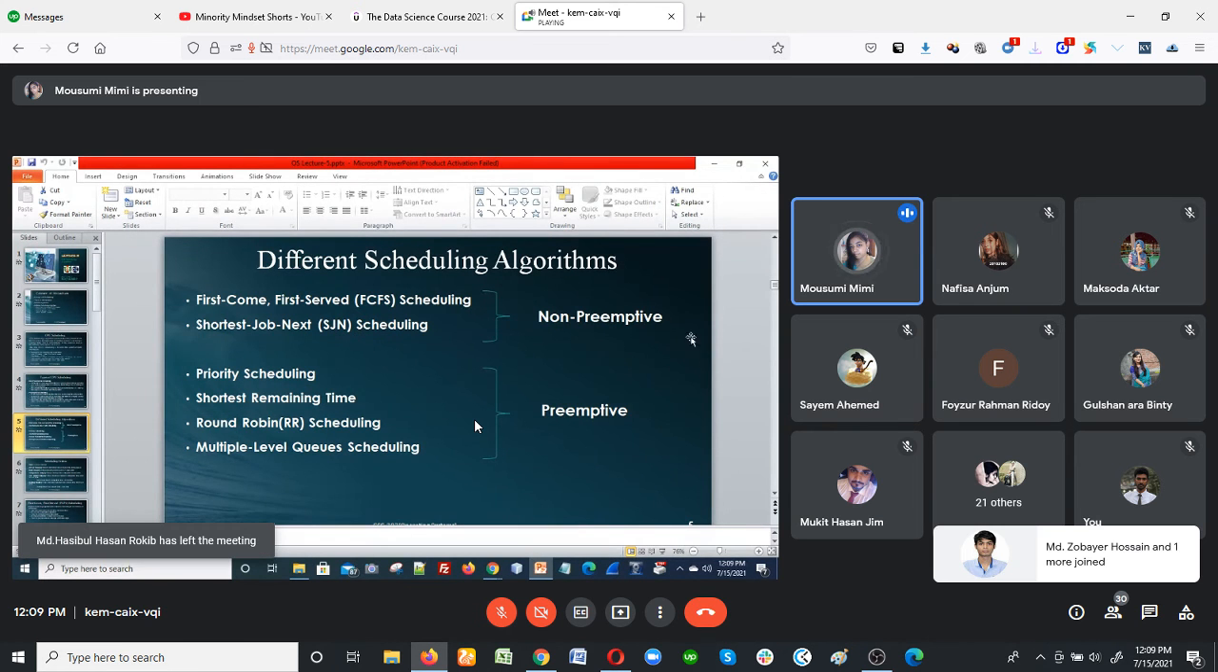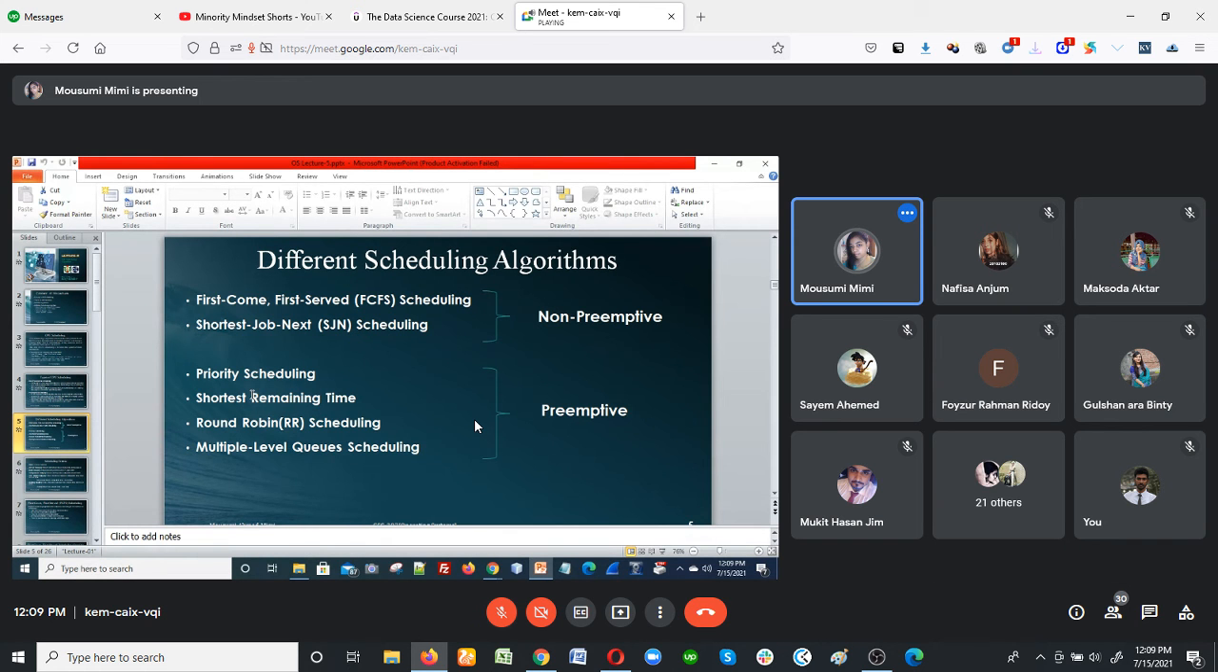These are the types inside non-primitive, and these are the types inside primitive. You have to specifically give the name, whether it is first come first serve, or shortest job next, or priority scheduling, or shortest remaining time, or round robin, or multi-level queue scheduling. You have to write it down in a proper way. If you write it down as primitive or non-primitive, I will give you a big 0. Do you understand, guys, all of you? Yes, ma'am. Okay.